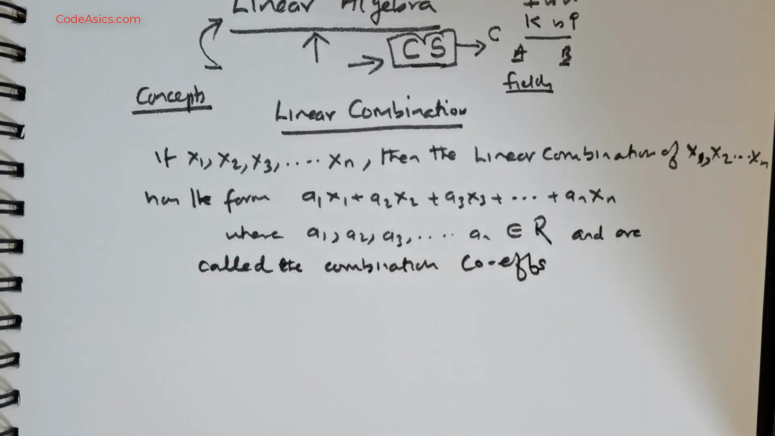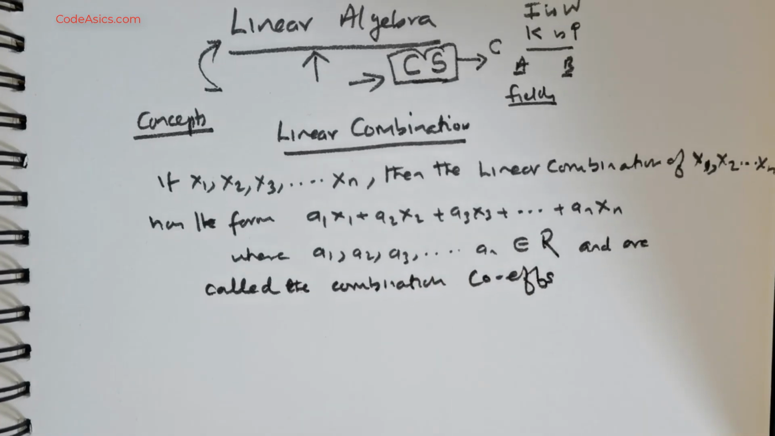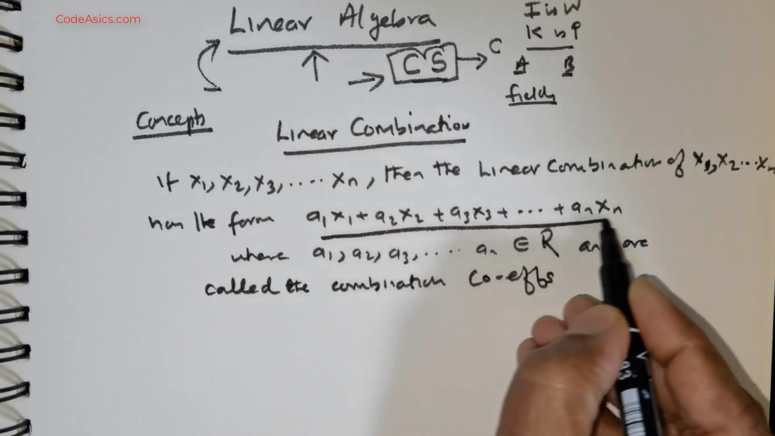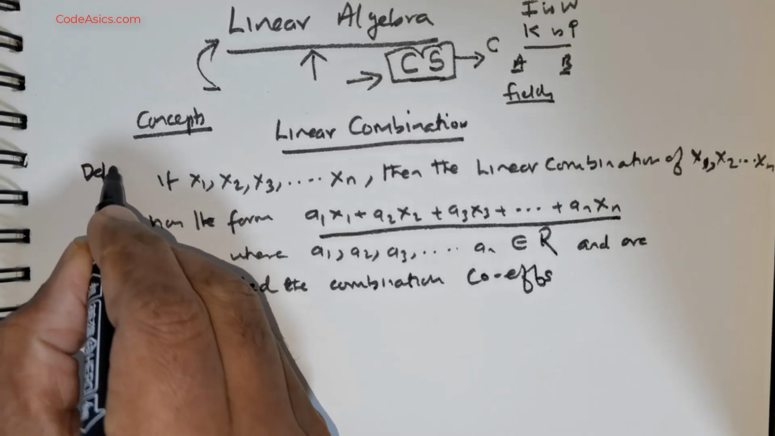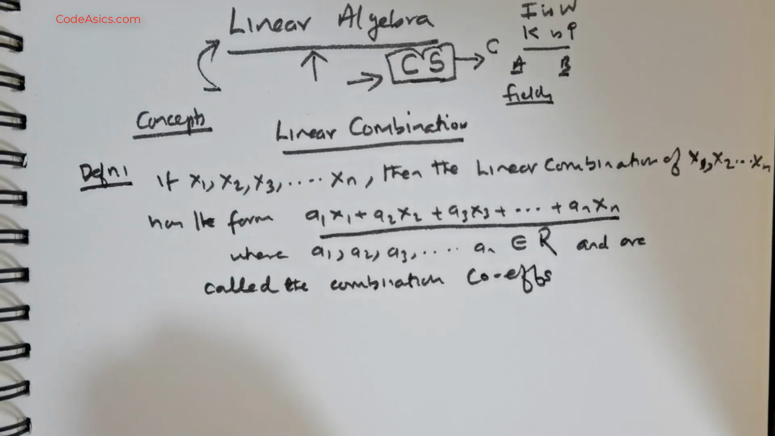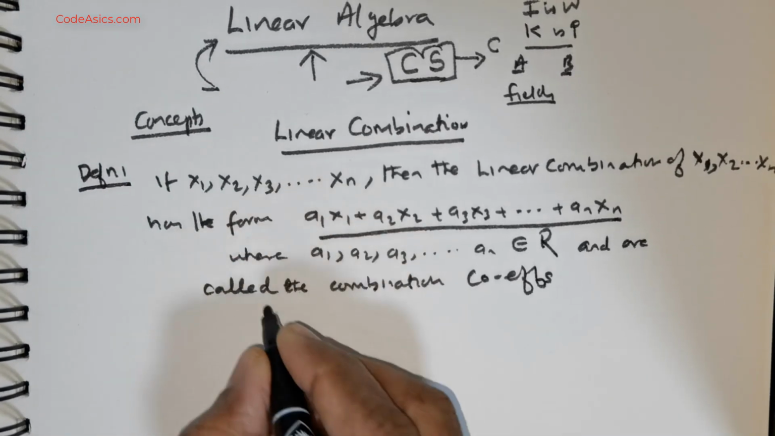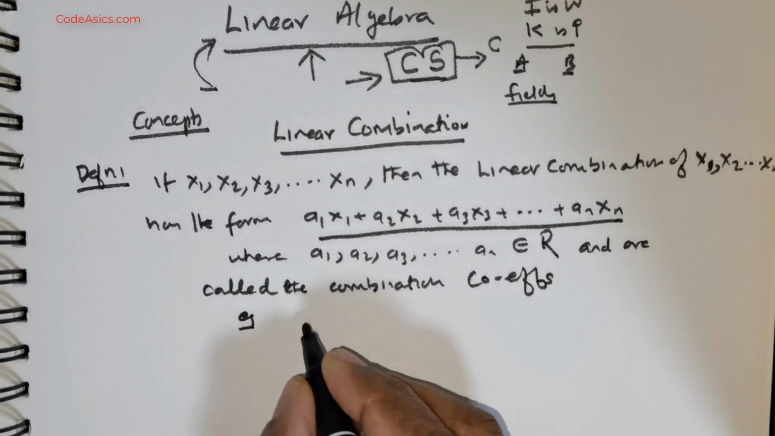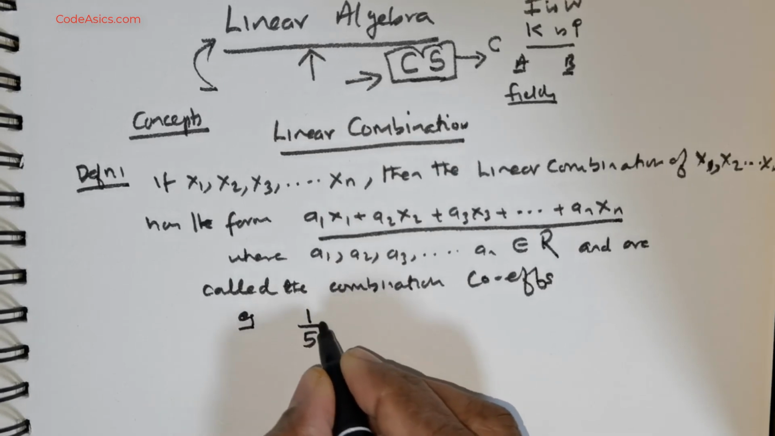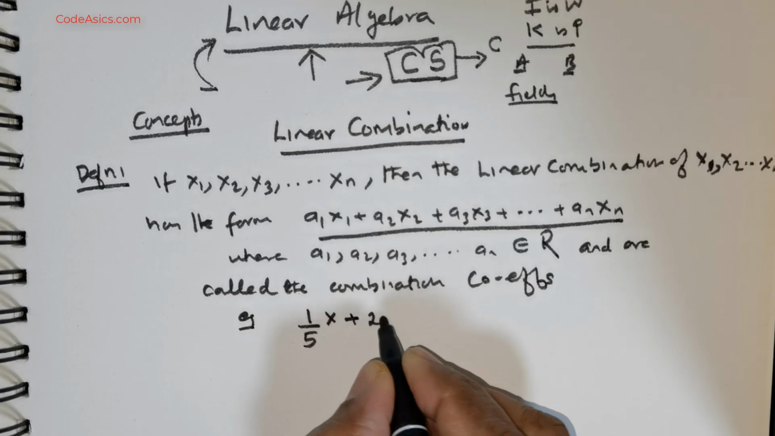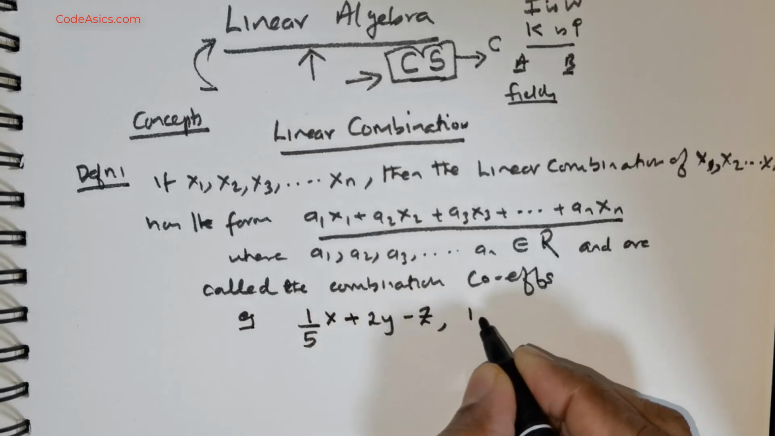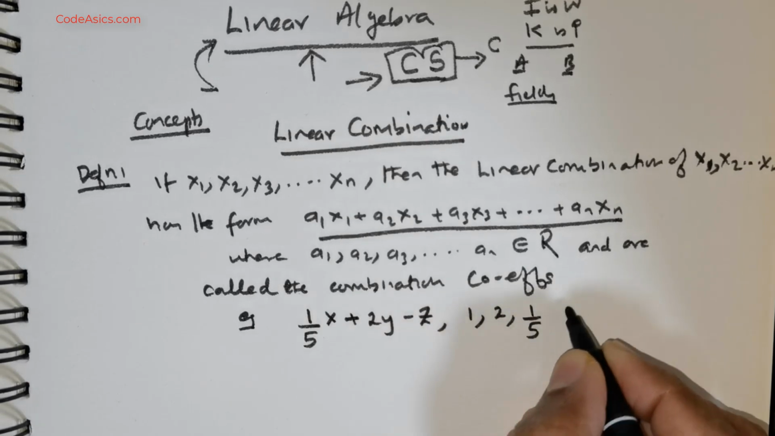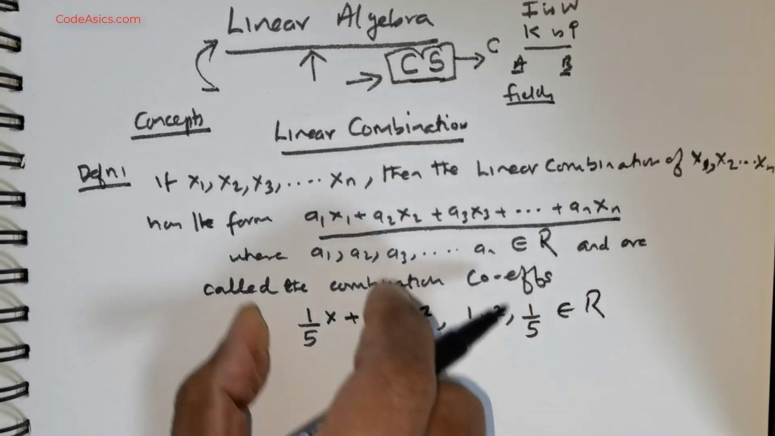Okay, now as I mentioned to you, the question comes, why do we need this? For that, we have to go to the next definition. So let me name it as definition 1. Now I can give you an example for this. A popular example can be of this pattern: 1 over 5 times x, plus 2 times y, minus z, where the coefficients 1 over 5, 2, and negative 1 are elements of real numbers. So this is an example for this.